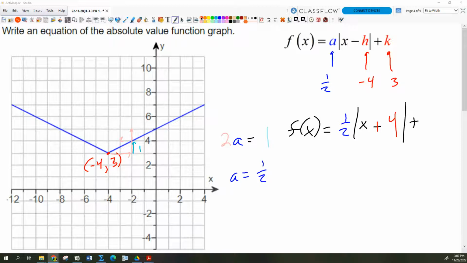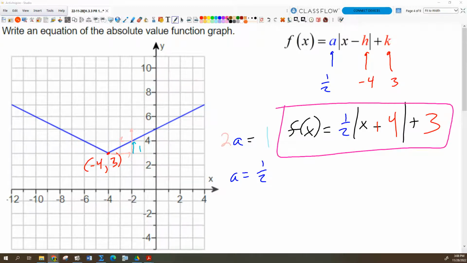X minus -4 turns that into an X plus 4. So X plus 4 is inside the absolute value, right? And then outside we get plus 3. And there it is. Okay, good.